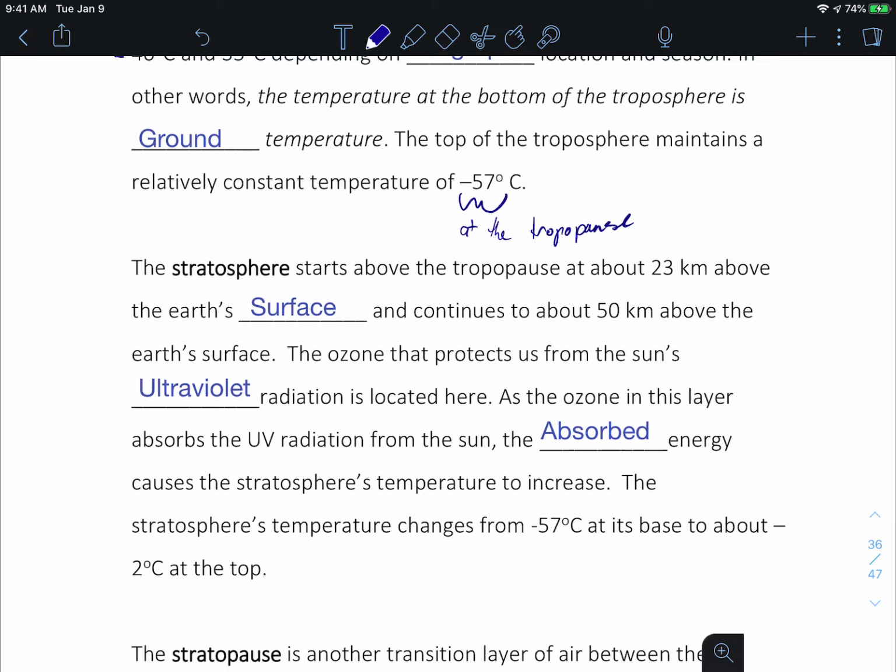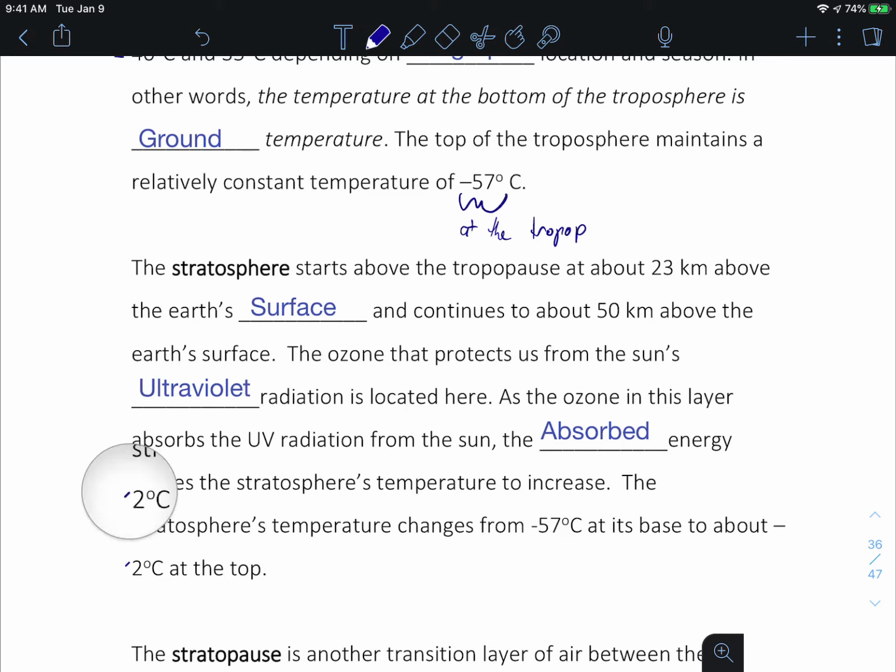The ozone is found in this layer, the stratosphere, and that ozone layer absorbs ultraviolet radiation. As that ozone absorbs the ultraviolet radiation from the sun, the absorbed energy causes the stratosphere temperature to increase. So as you move through the stratosphere, you'll find that the temperature is increasing as you get higher up, closer to the sun, and that's where you're going to have more ultraviolet radiation being absorbed. So the stratosphere temperature changes from that minus 57 we discussed earlier up to minus 2 degrees. So again, we have to put a little negative there.